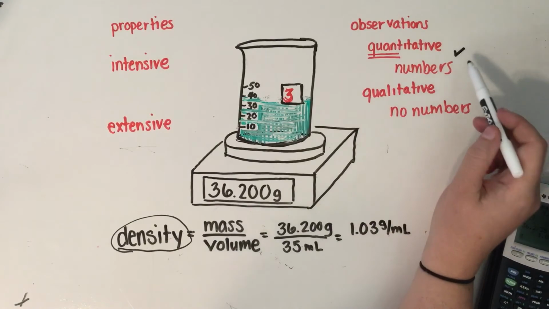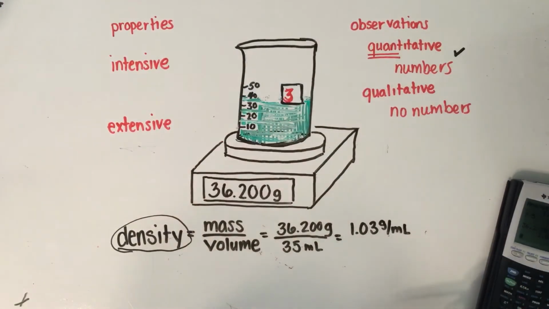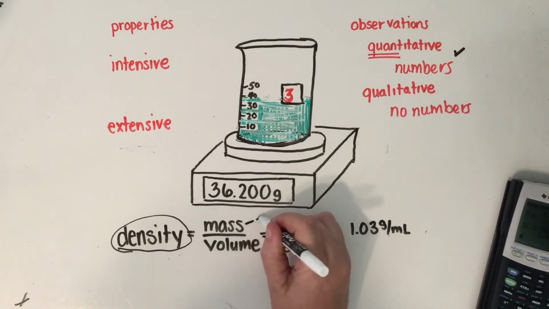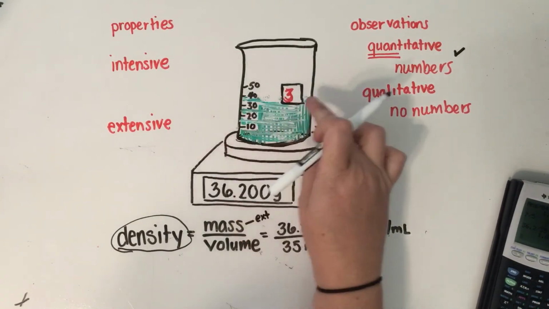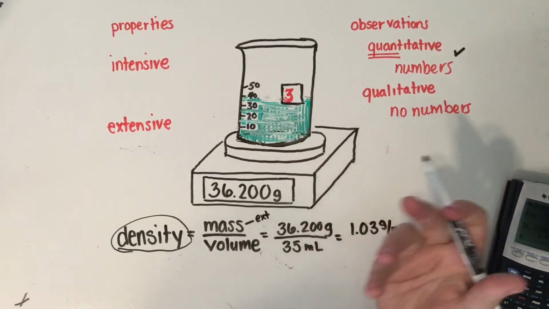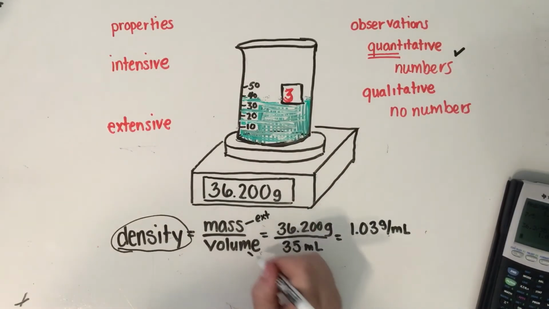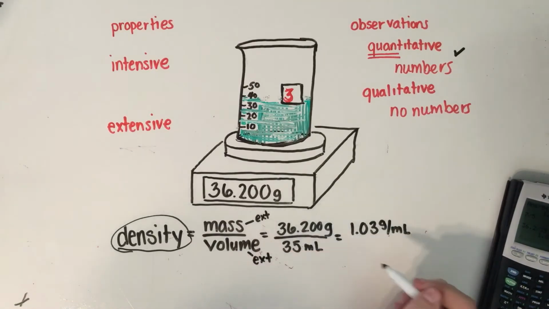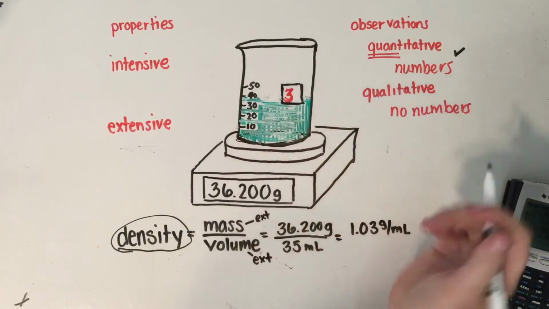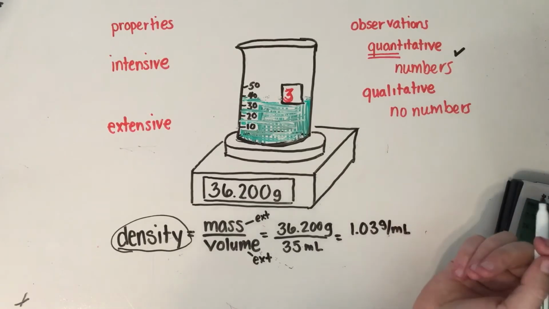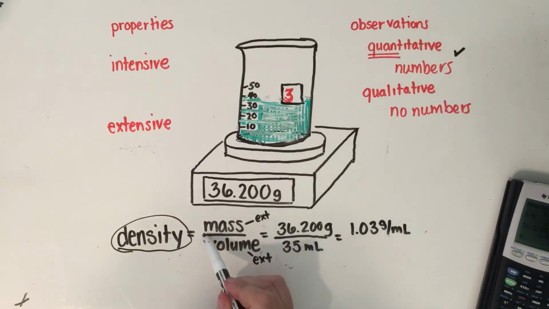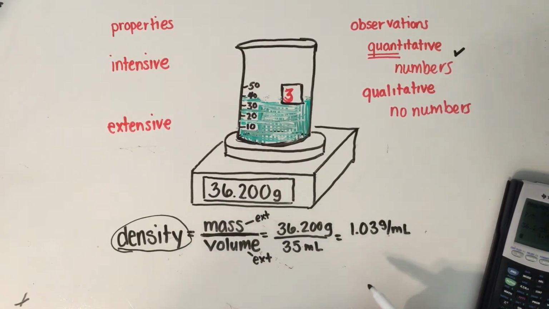The question is, is it a quantitative observation of an intensive or an extensive property? Well, we know that mass is extensive because if we poured half of this out, it would weigh half as much. We also know that volume is extensive because, again, if we poured half of it out, it would take up half as much room. However, the surprising part to some people is that when you have a property that is a per property, meaning something per something else, it's a ratio. And ratios are actually intensive.